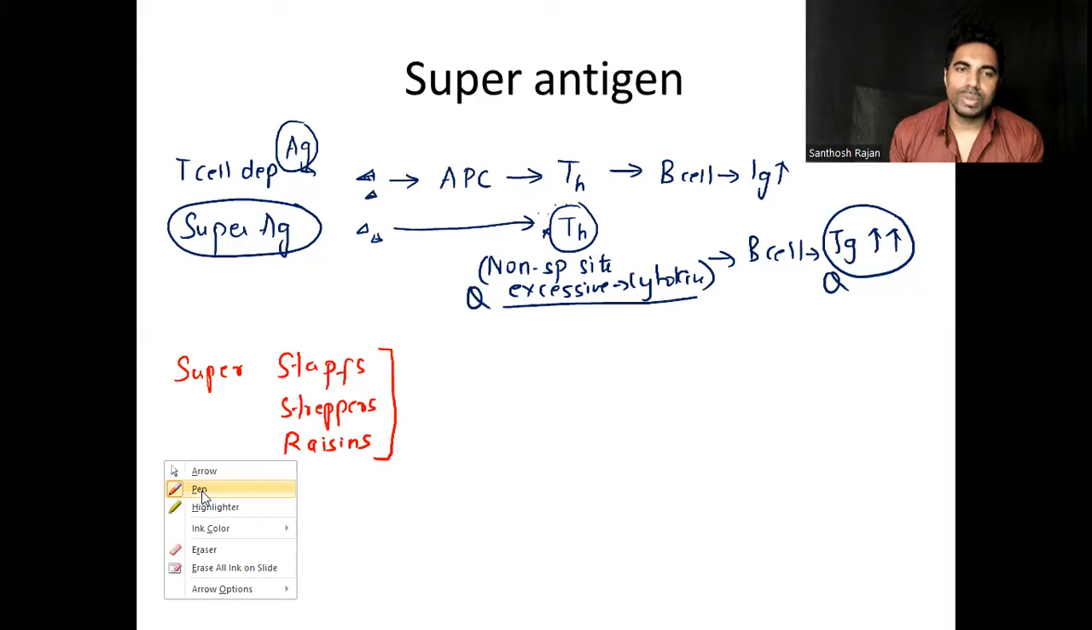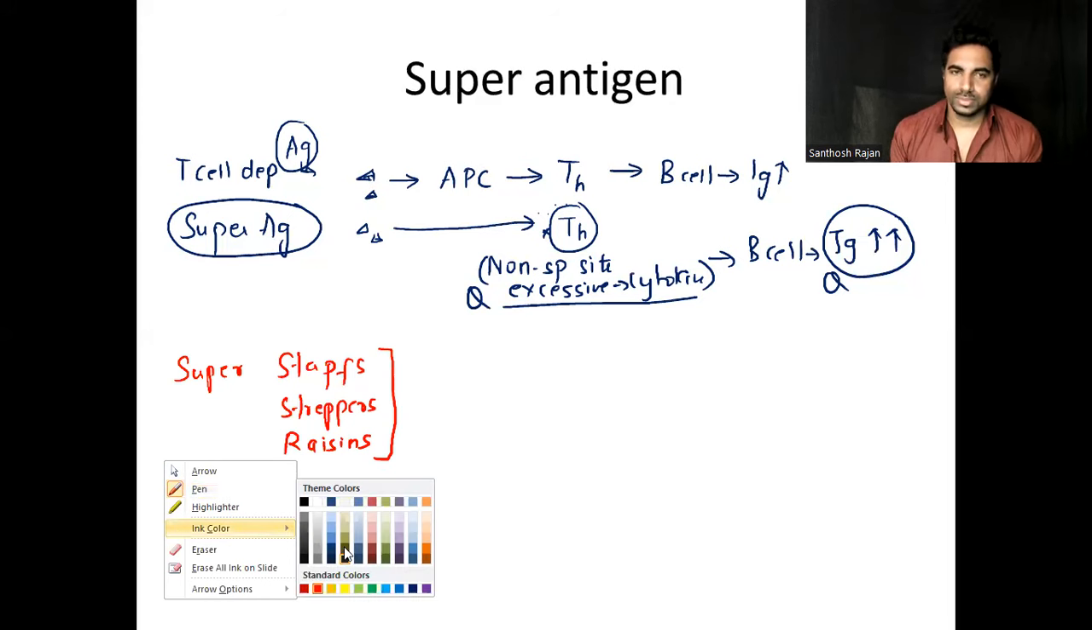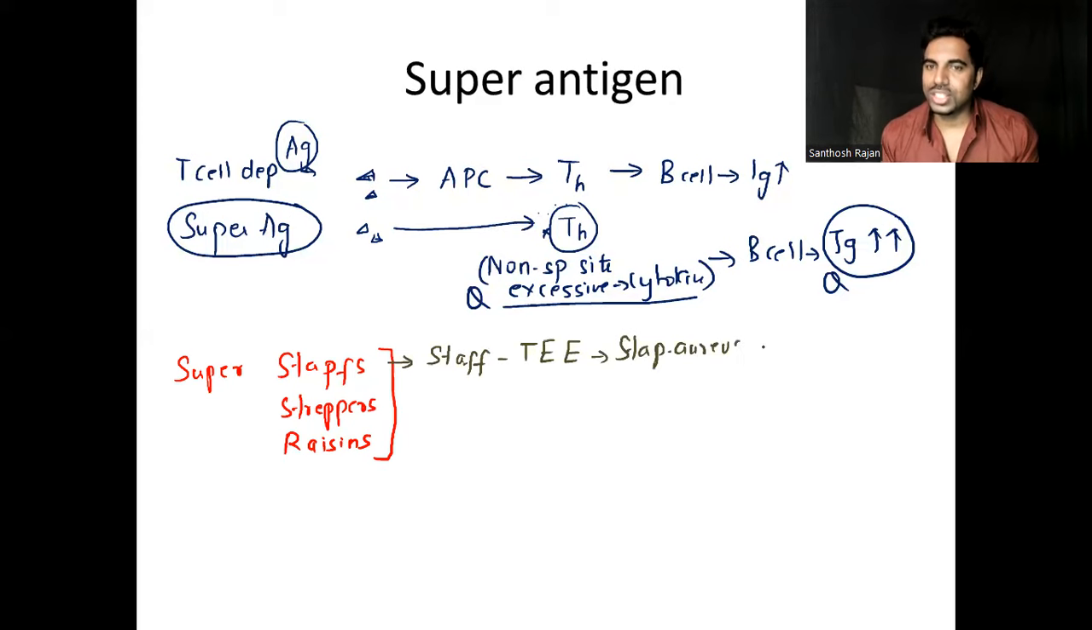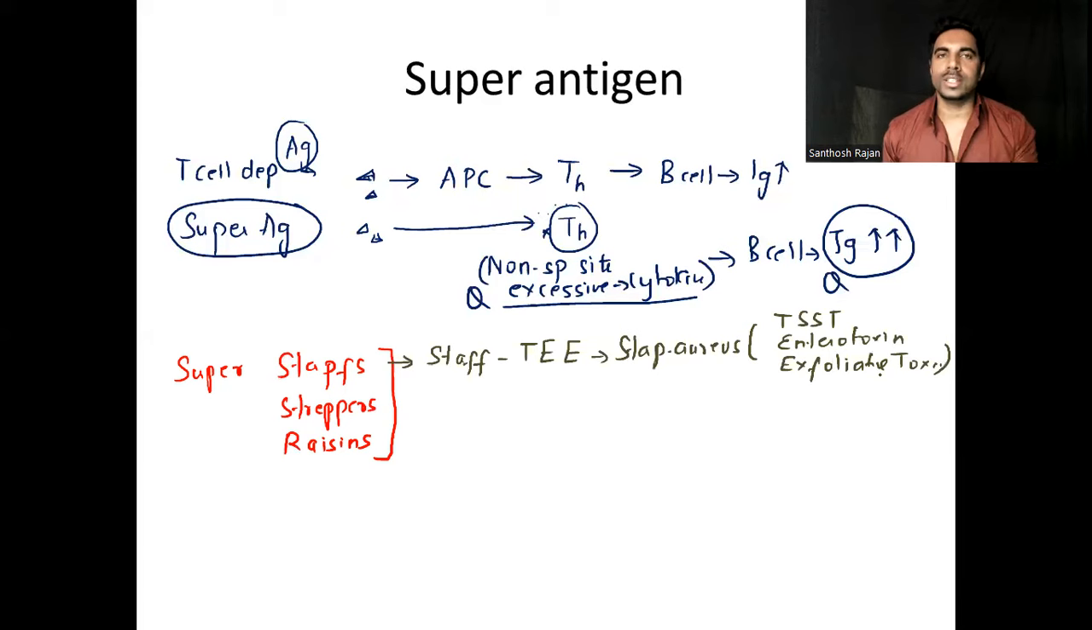So for superantigen examples, the first one, for staphs, usually what do they wear? They wear T-shirts. Staph means Staphylococcus aureus. In Staphylococcus aureus, which toxins? T for TSST toxin, E for enterotoxin, and E for exfoliative toxin. These are superantigens which cause worse disease. This is very dangerous. They get scalded skin syndrome, toxic shock syndrome, and the patient can die. So these three are dangerous: TSST, enterotoxin, exfoliative toxin. Frequently asked, repeated question. I'm going to put it as very, very important. You'll have questions here.